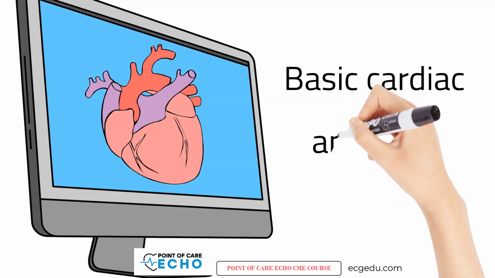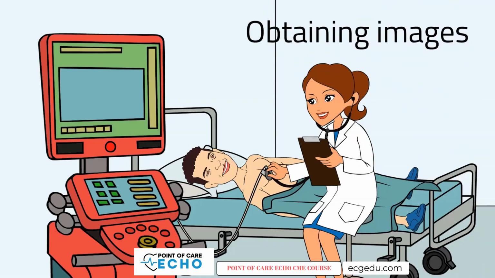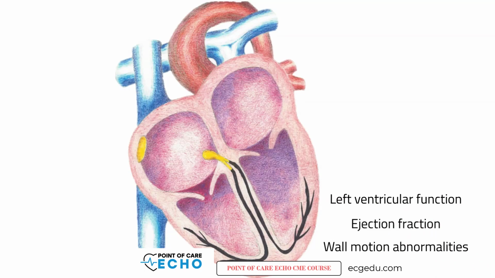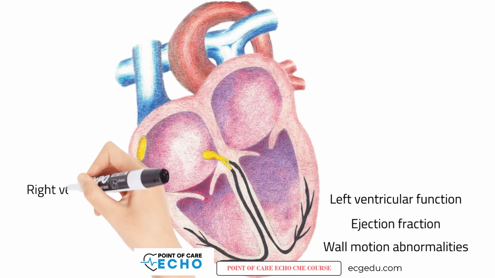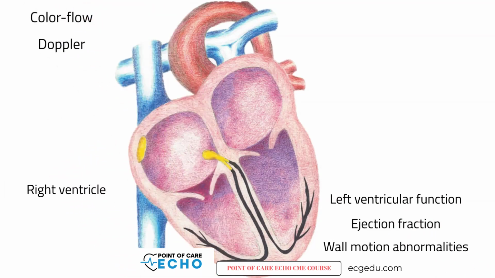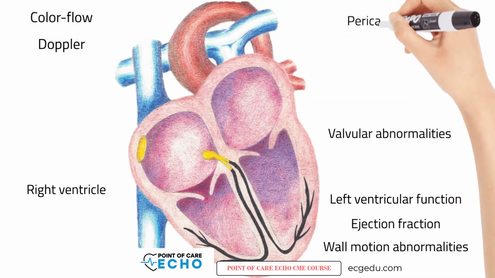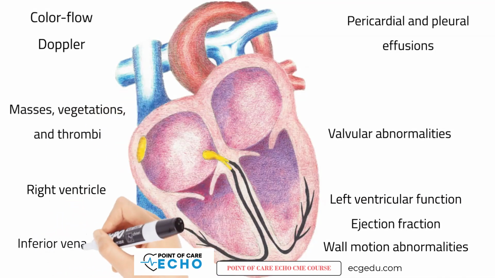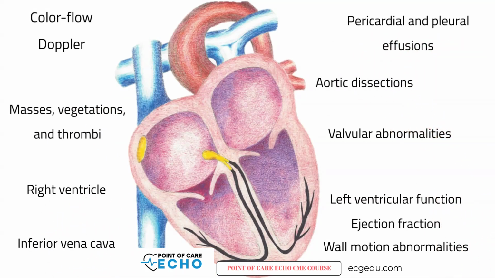I begin with basic cardiac anatomy and then obtaining images. You will learn about left ventricular function, calculating the ejection fraction, and wall motion abnormalities. I also cover the right ventricle, color flow Doppler, valvular abnormalities, pericardial and pleural effusions, masses, vegetations, and thrombi, the inferior vena cava, and aortic dissections.